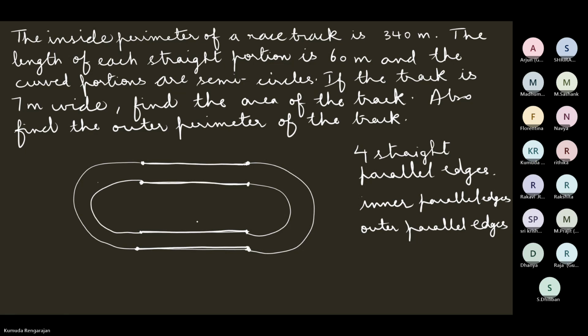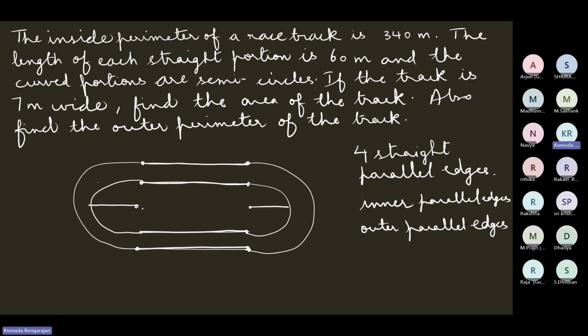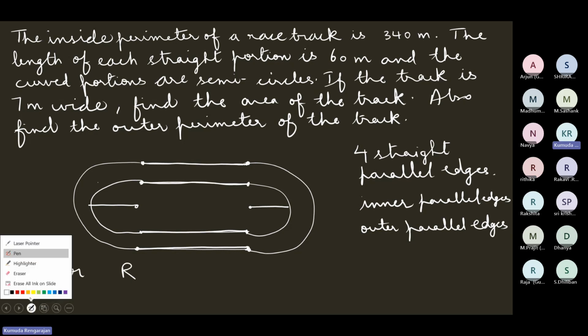All right. Now let's read. The inside perimeter of a racetrack is 340 meters. Now, one more thing, children. There are actually 4 semicircles, 2 on either side, the left and the right. But these 2 have the same radius, this one and this one. So there is one inner radius, the small r, and one outer radius, the capital R. There will be 2 different radii here.